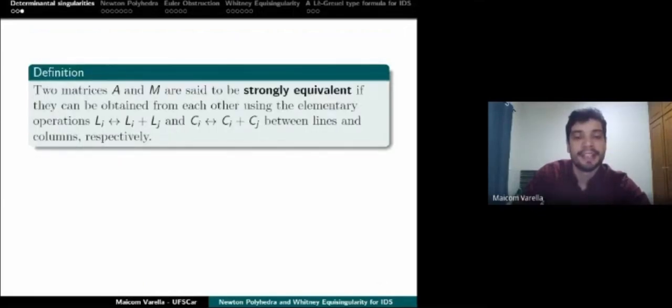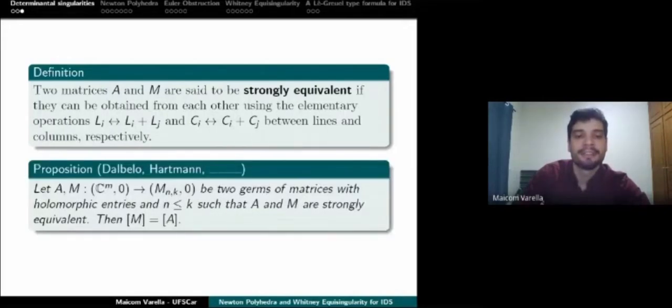Two matrices A and N are said to be strongly equivalent if they can be obtained from each other using the elementary operations of these two kinds, between rows and columns. Here we have an important result for the development of this work.